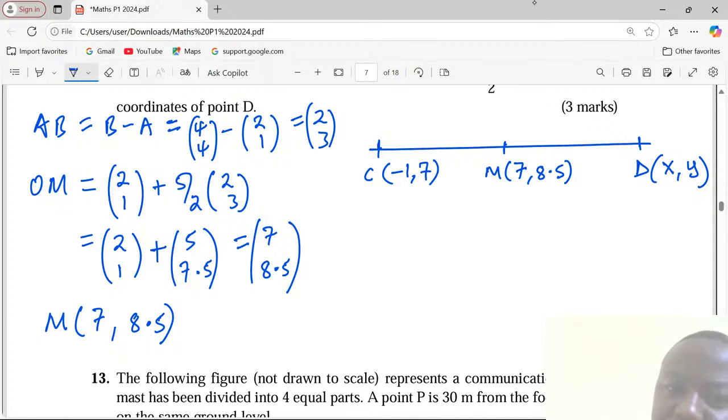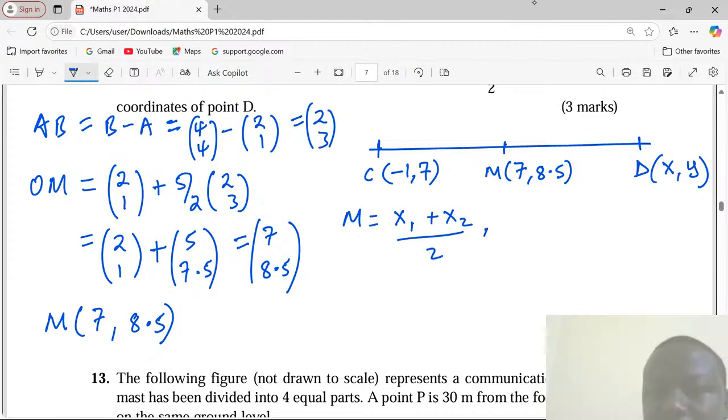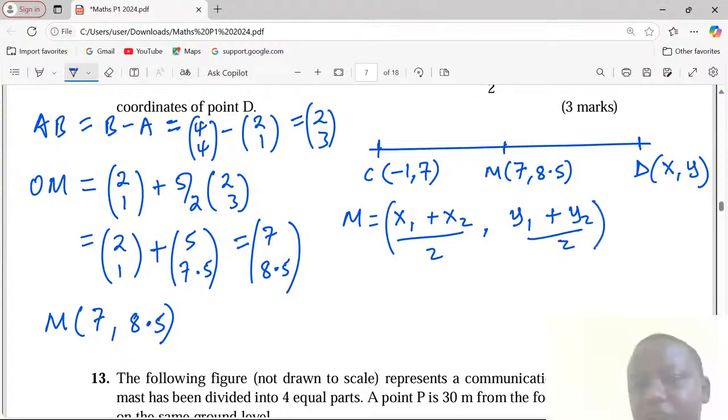Yeah, that is it. So with such a display, we should know how do we get the midpoint? Midpoint is usually given by the first x plus the second x, the x at C plus the x at D divided by 2. Then the y plus the other y also divided by 2. That's how the coordinates of a midpoint are obtained.